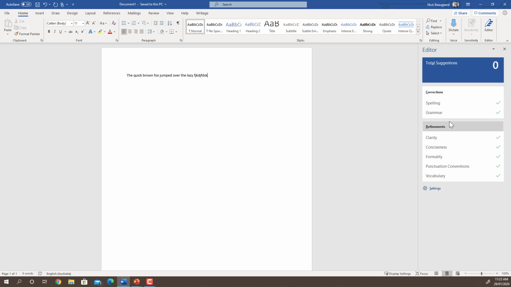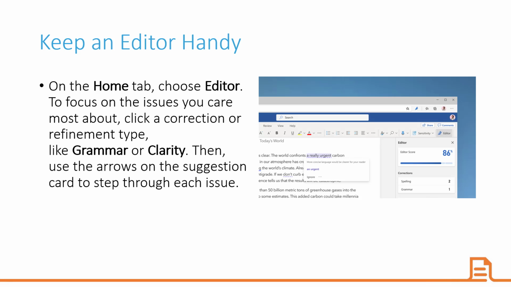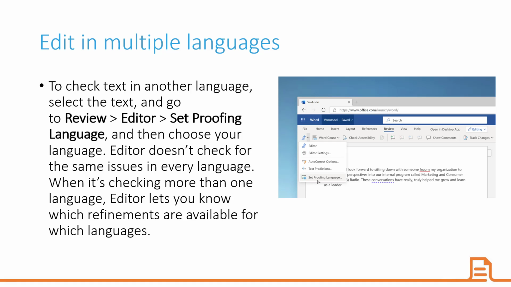And this is really different to Word's old grammar checker. This is an absolutely super AI based solution to solve those problems. So nice and useful there. Okay, so the editor, a new feature in Office 365, which allows you to do a bunch of things with your documents. Next, edit in multiple languages.